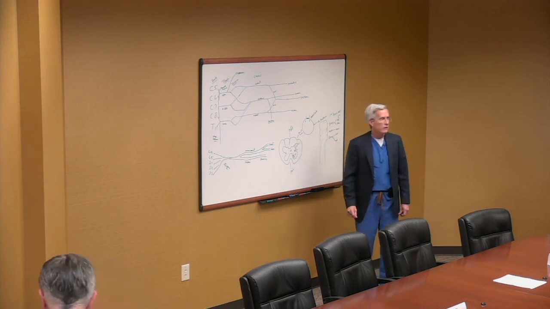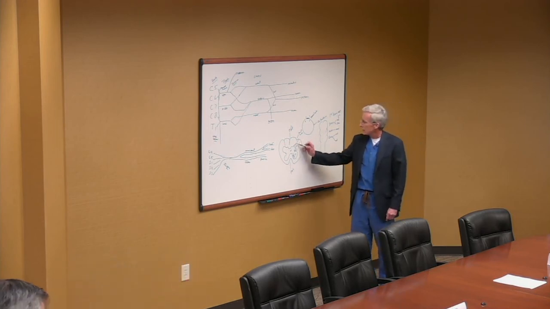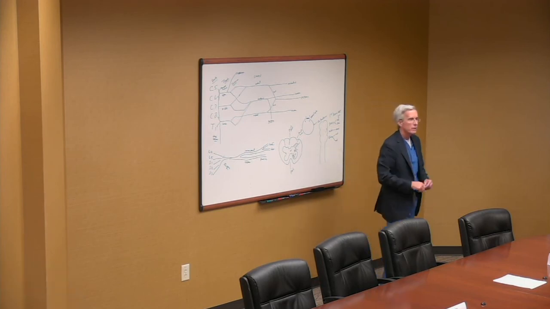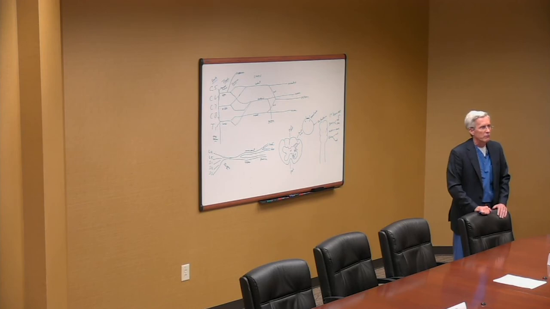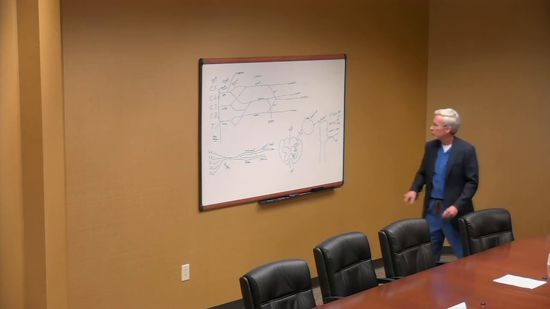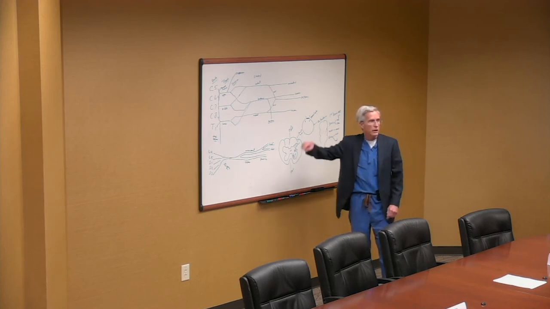Whose tract is that? The tract of Lissauer. So that's going to come in and it's going to go where? Up or down? Yeah, up or down a couple levels. And then which lamina is it going to go into? Two. It's then going to cross over, like you said, Jeremy, over the course of about one or two levels and then ascend.